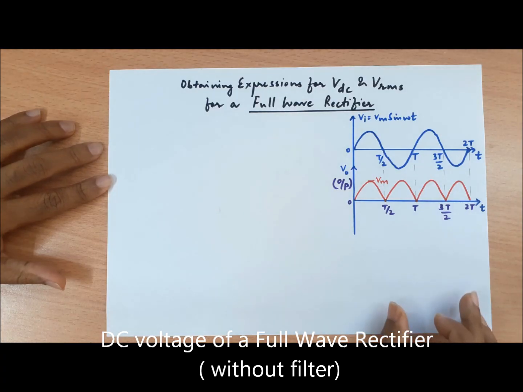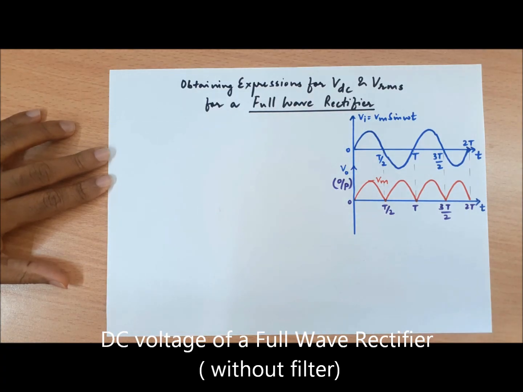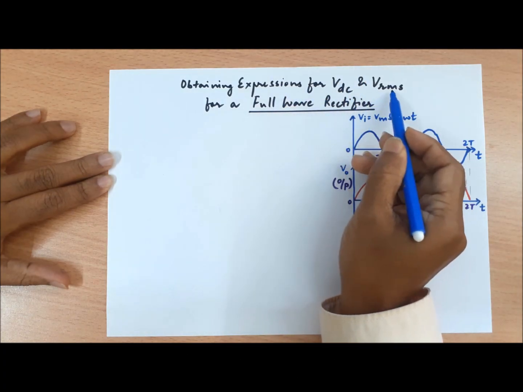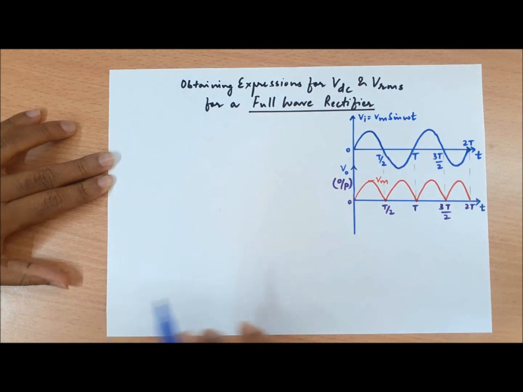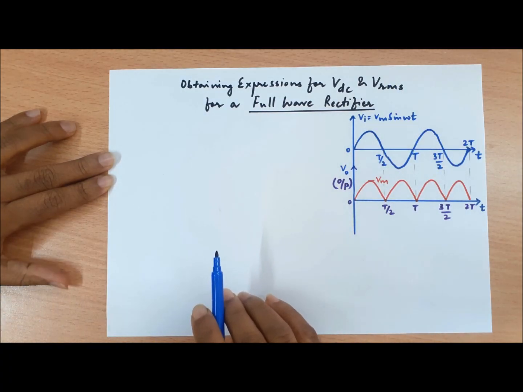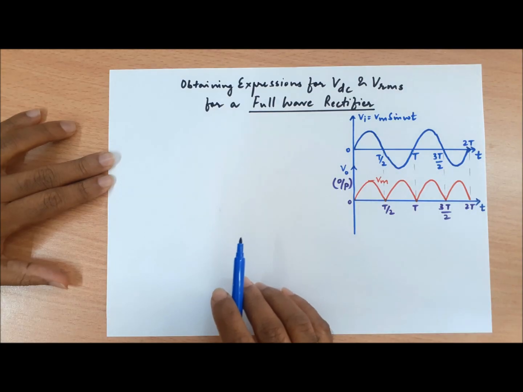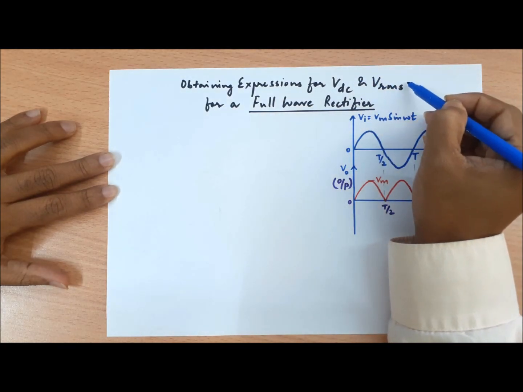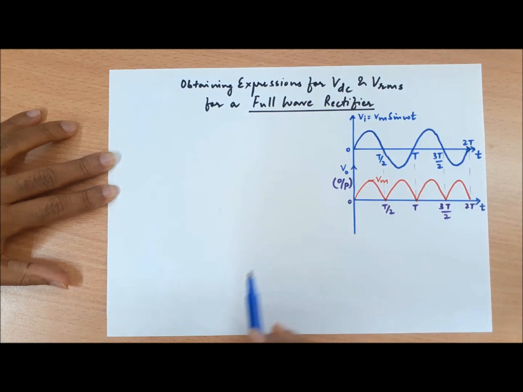So hello students, welcome back. In the last video, we discussed how to obtain the expressions for VDC as well as VRMS for a half-wave rectifier circuit. Today let us look at how to obtain the same expressions, that is VDC and VRMS, for a full-wave rectifier circuit.